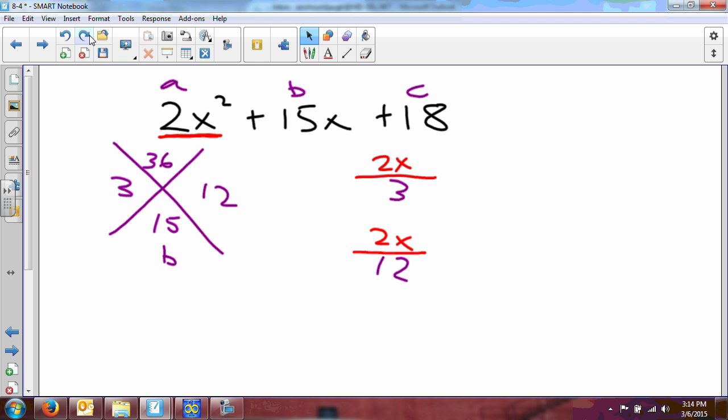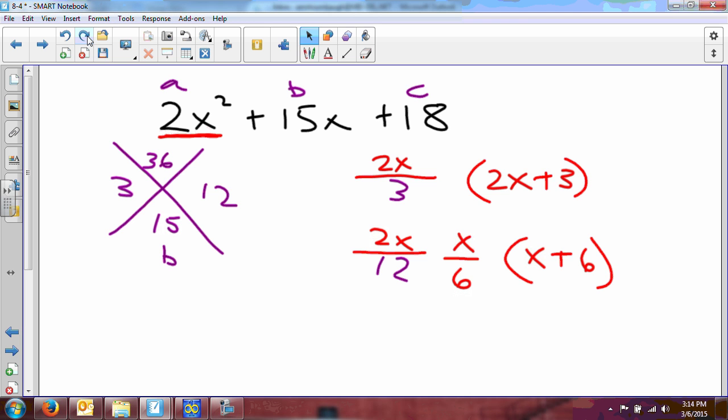Okay, now I want to look and see if my fractions reduce. Well, 2x over 3 does not, so I'm going to leave that just like it is. 2x over 12 reduces to x over 6. Now, from here, all you have to do is read your reduced fractions in a little bit different way. Okay, try not to ask why, because the answer is a lot better than doing group factoring. But we're going to take 2x over 3 and turn it into 2x plus 3, which means we're going to take x over 6 and turn it into x plus 6.